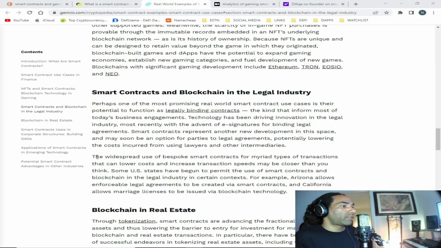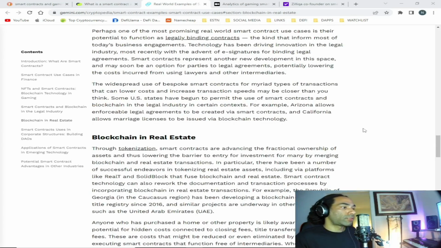So, the widespread use of bespoke smart contracts for myriad types of transactions that can lower costs and increase transaction speeds may be closer than you think. Some U.S. states have begun to permit the use of smart contracts and blockchain in the legal industry in certain contexts. For example, Arizona allows enforceable legal agreements to be created via smart contracts, and California allows marriage licenses to be issued via blockchain technology. So I'm sure that's surprising for a lot of you watching.